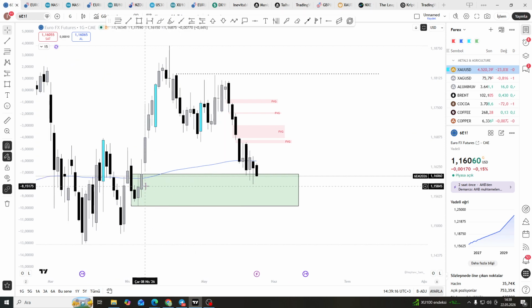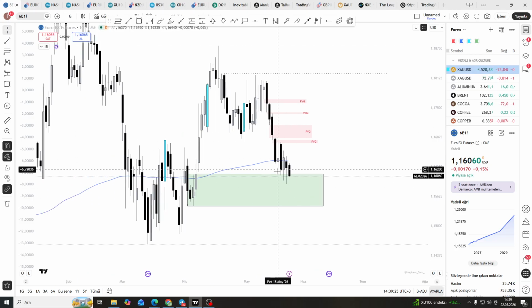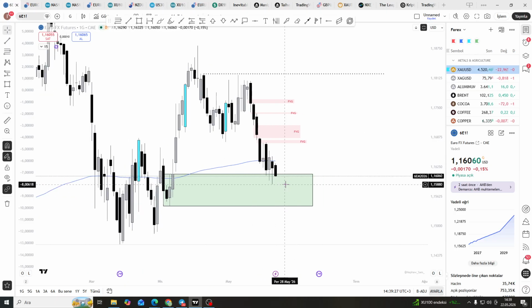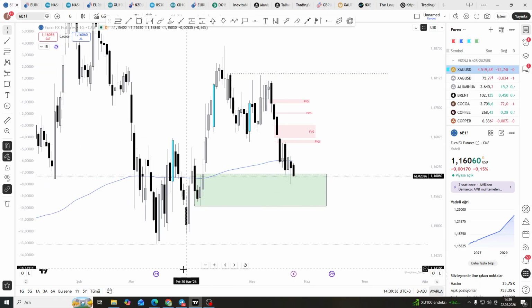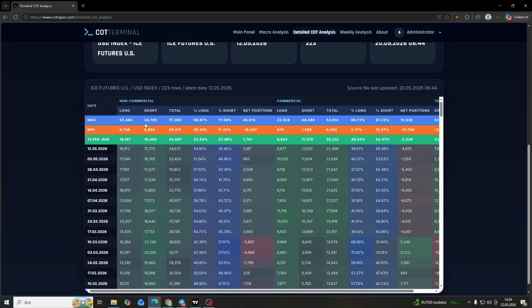This is the previous institutional demand zone, and they lowered the price here, and after that they will increase their longs on EUR/USD, like they will short the dollar index, and we will see that next week. I will record a video next week, and we will analyze again and again.